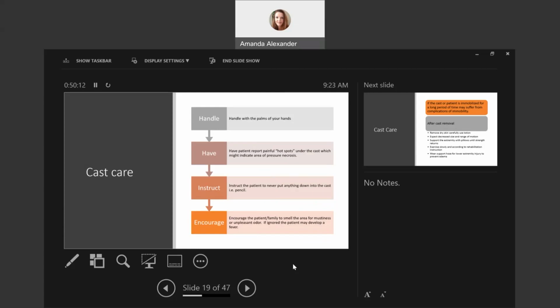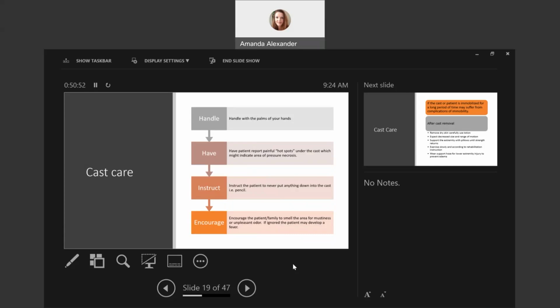Also making sure that they maintain the smooth edges of the cast. So if the cast for some reason does get wet and it starts to crumble, they need to go back to the physician. Always educate your patient on monitoring for signs of infection, the hot spots, any foul odor, or changes in pain sensation. So if they've increased pain above what analgesics are treating them for, if they have hot spots, if they have an increased temperature, or if they start smelling a foul odor, these are ominous signs of infection, so they need to be seen.